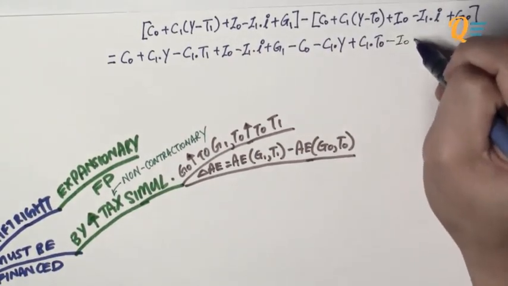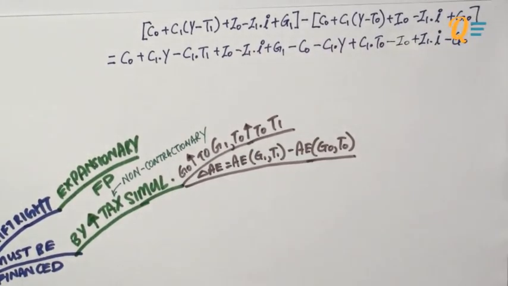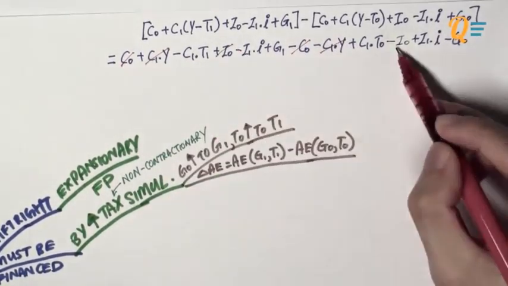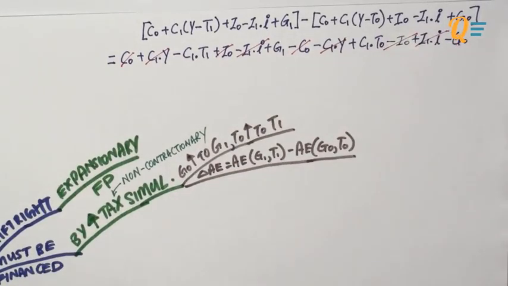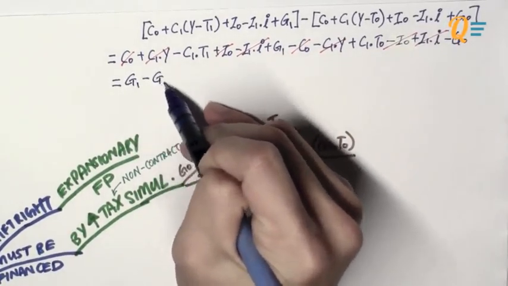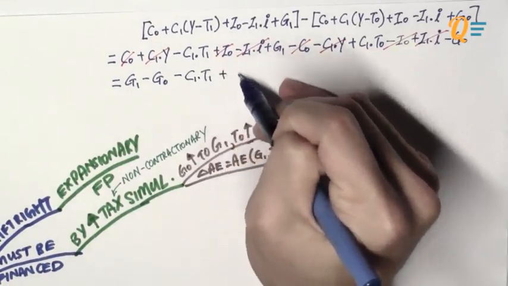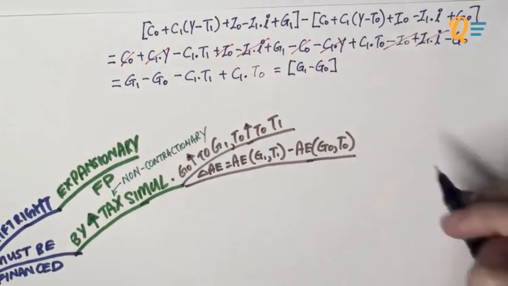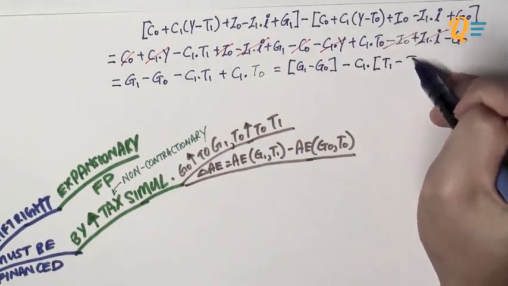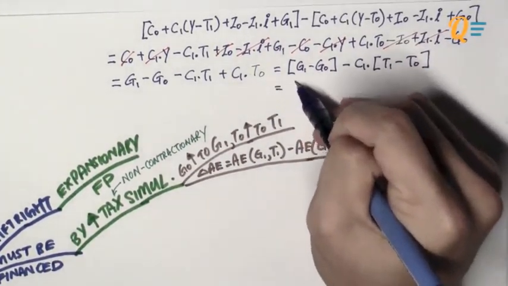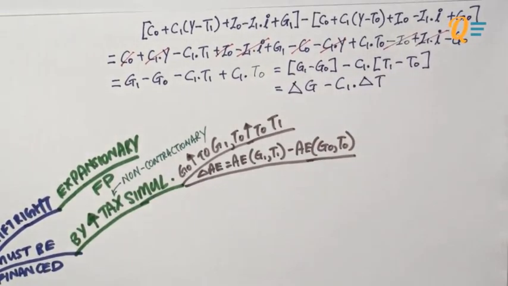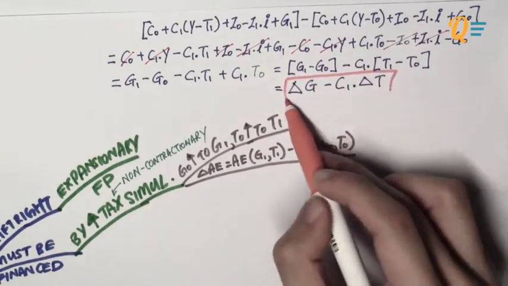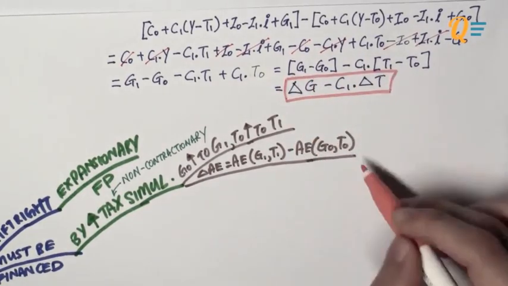Okay, so make sure that the plus and minus signs are all correctly in place. So what you notice is there are going to be some terms that cancel out from each other. Okay, and what is left is going to be G1 minus G0 minus C1 times T1 plus C1 times T0. So I'm just going to group them very neatly just like this. And what you notice is that this becomes the change in government spending minus C1 multiplied by the change in the tax rate. Okay, so this is the important part that you need.